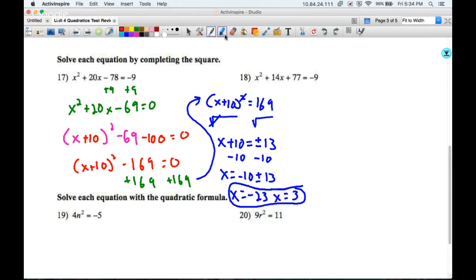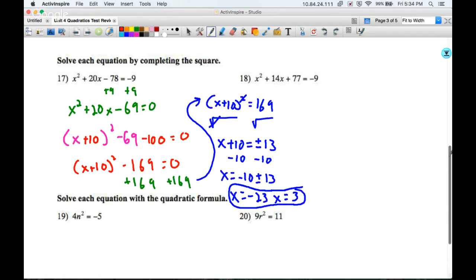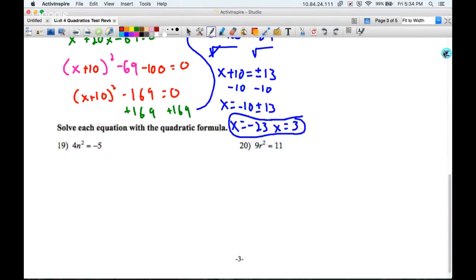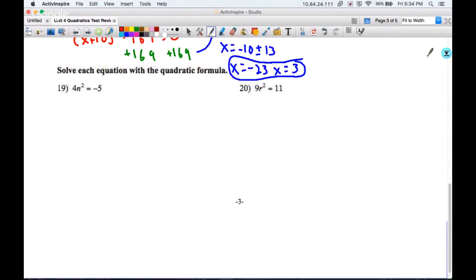All right, 19, 20, do you have a preference on which one we do? No. All right, I'll do 20. 20, okay.